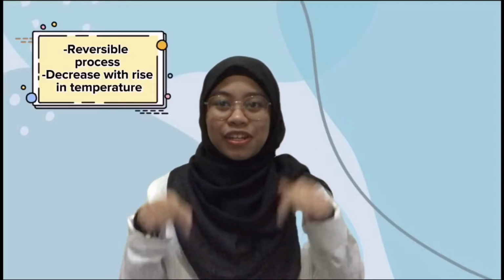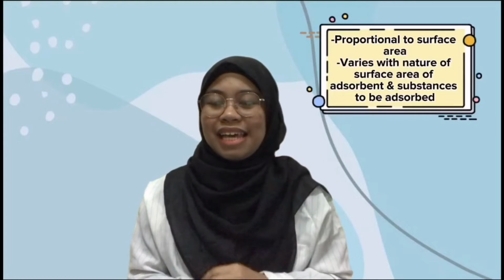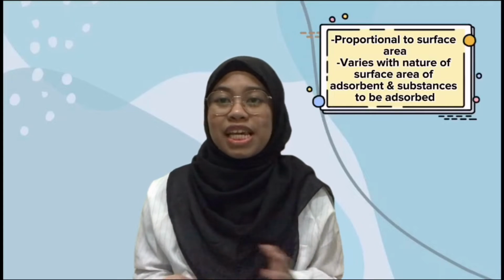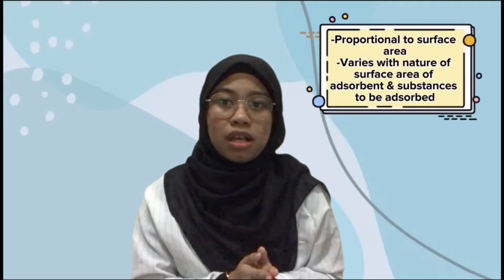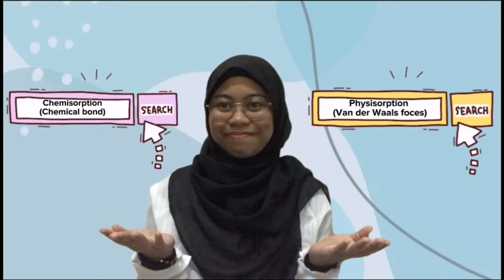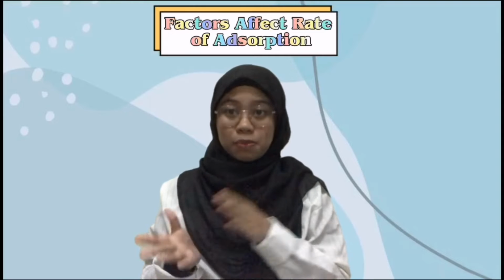What are the characteristics of adsorption? Firstly, adsorption is a reversible process. It decreases with increase in temperature in a short period. Secondly, adsorption is proportional to the surface area. It varies with the nature of the surface of the adsorbent and of the substance to be adsorbed. Thirdly, adsorption can be classified into physisorption, which involves van der Waals forces, and chemisorption, which involves chemical bonds.